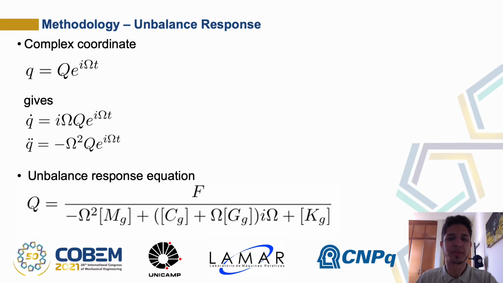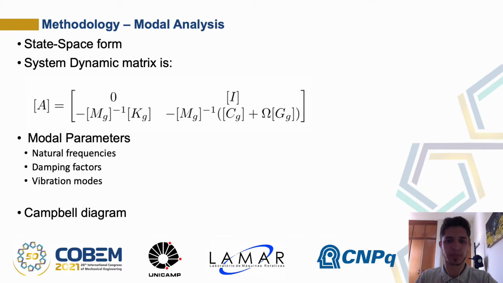Expressing the degree of freedom vector as a complex coordinate, we took the derivative to find velocity and acceleration. We may then substitute these forms of displacement, velocity, and acceleration back in the general equation of motion from the previous slide, finding the unbalanced response equation. From the unbalanced response equation, we can obtain both the amplitude and phase in the frequency domain, and these results are usually shown in the form of a Bode diagram.